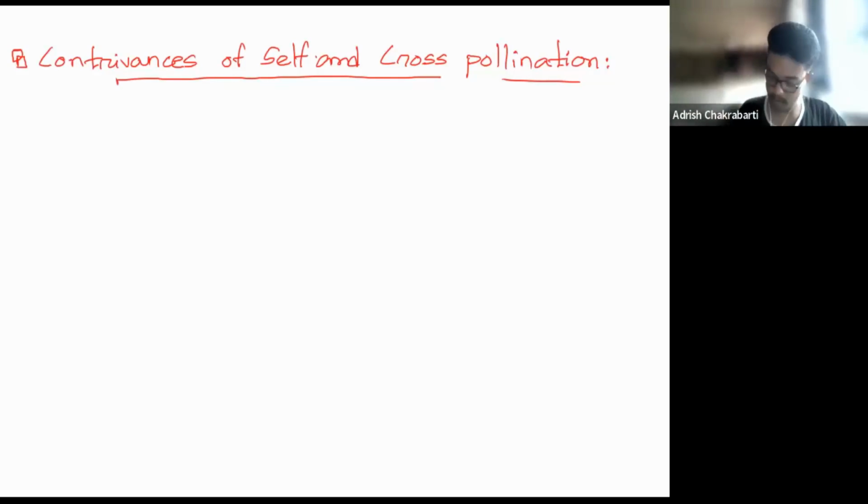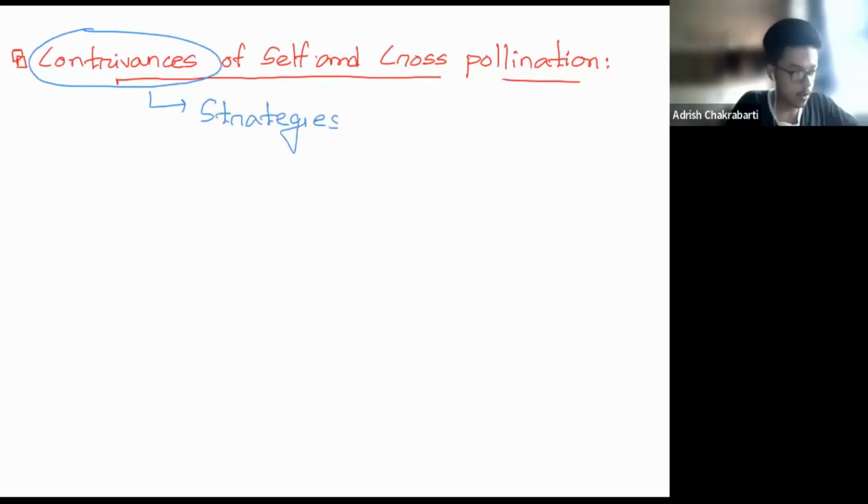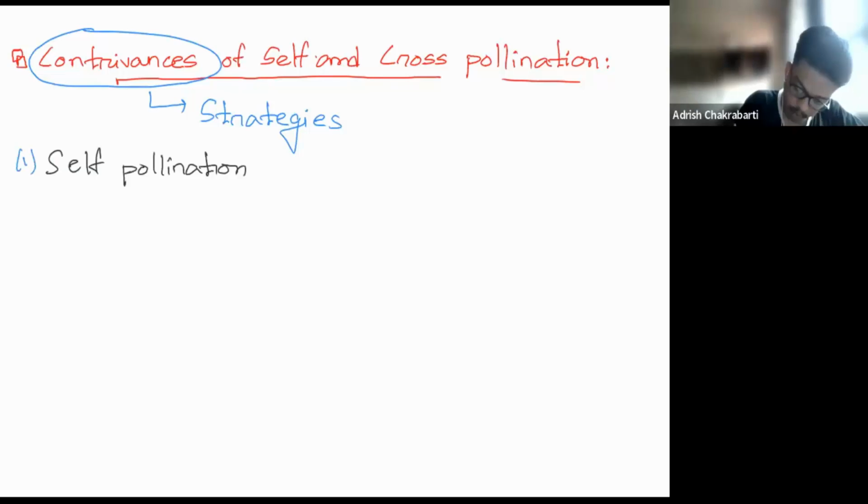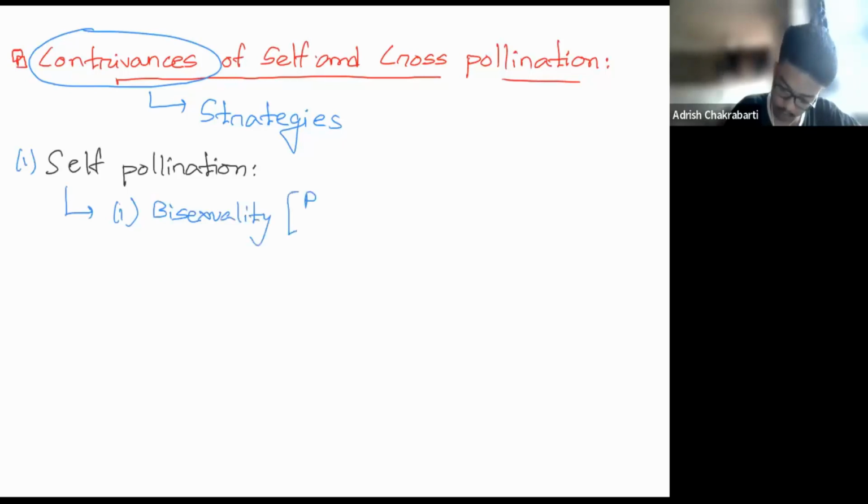First, what does contrivances mean? You can Google it. It's English, there is nothing biology involved in this. Contrivances means strategies. So you can take it like this: strategies of self-pollination. First, I'm coming to self-pollination. The first strategy is bisexuality, as in production of bisexual flowers.